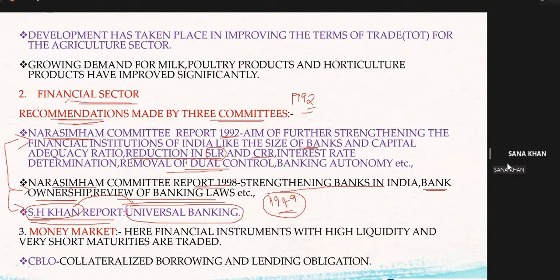Okay, so in the financial sector, you can remember three reports. The first two reports are by the same committee, one in the year 1992, the other one in the year... Again, my voice is breaking.